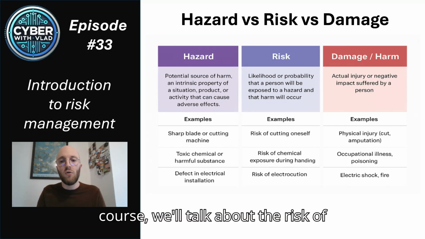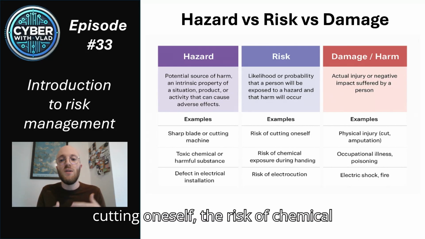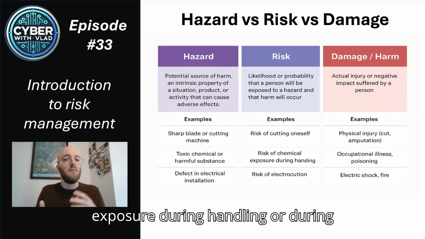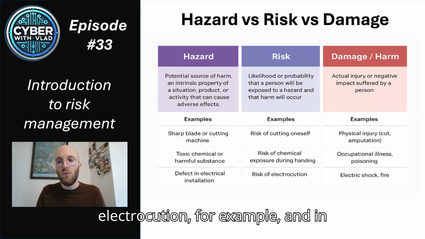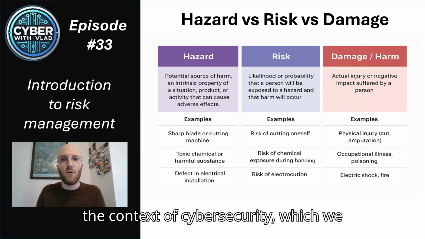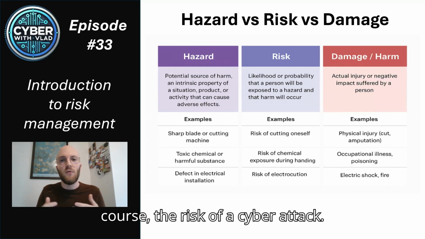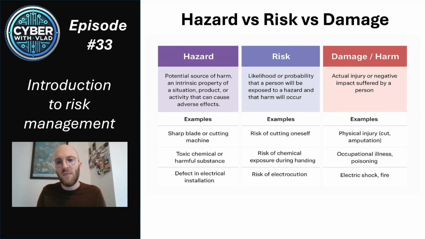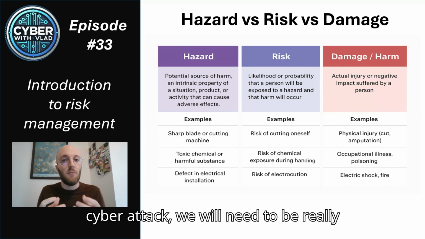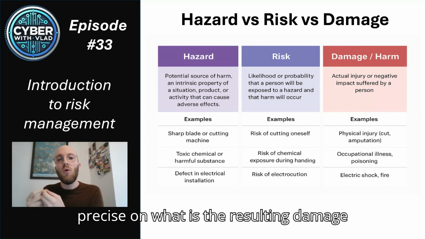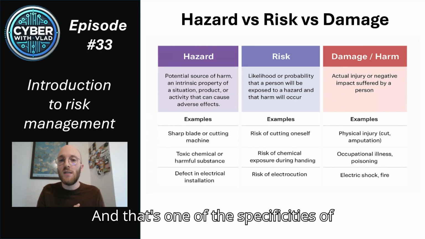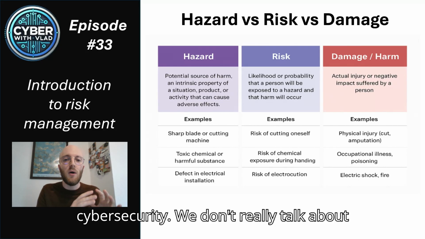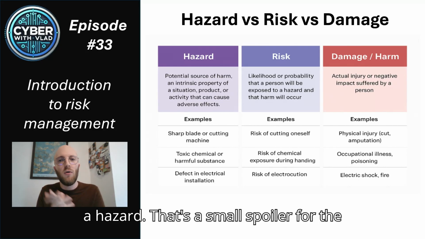And of course, we will talk about the risk of cutting oneself, the risk of chemical exposure during handling or manipulation, the risk of electrocution, for example, and in the context of cybersecurity, which we will discuss in the next video, the risk of a cyber attack. But when we talk about the risk of a cyber attack, we will need to be really precise on what the resulting damage is and what the hazard is. And that's one of the specificities of cybersecurity. We don't really talk about a hazard. That's a small spoiler for the next video.